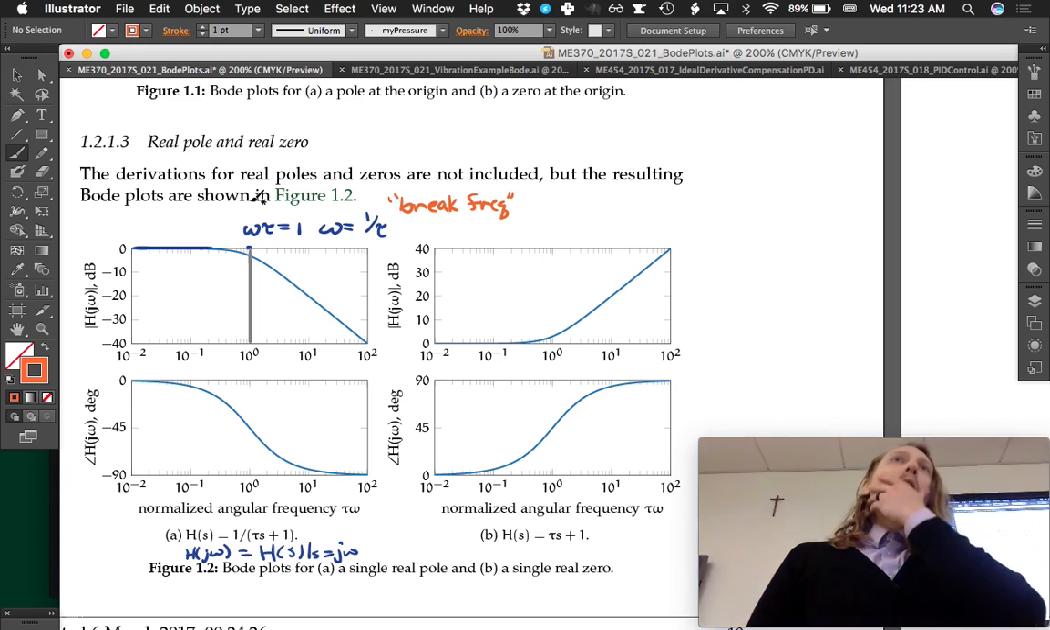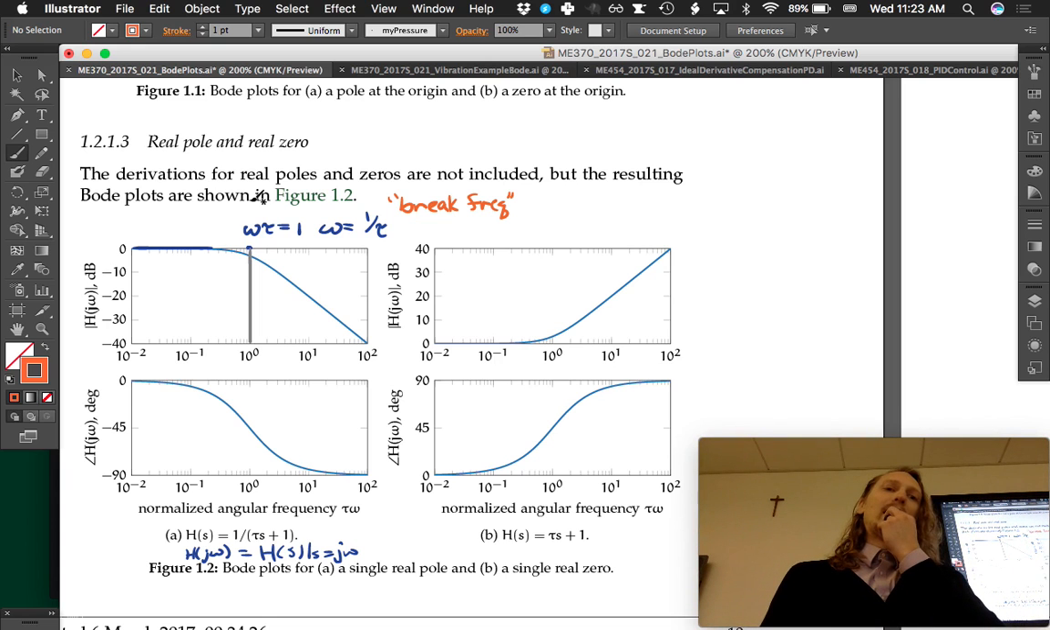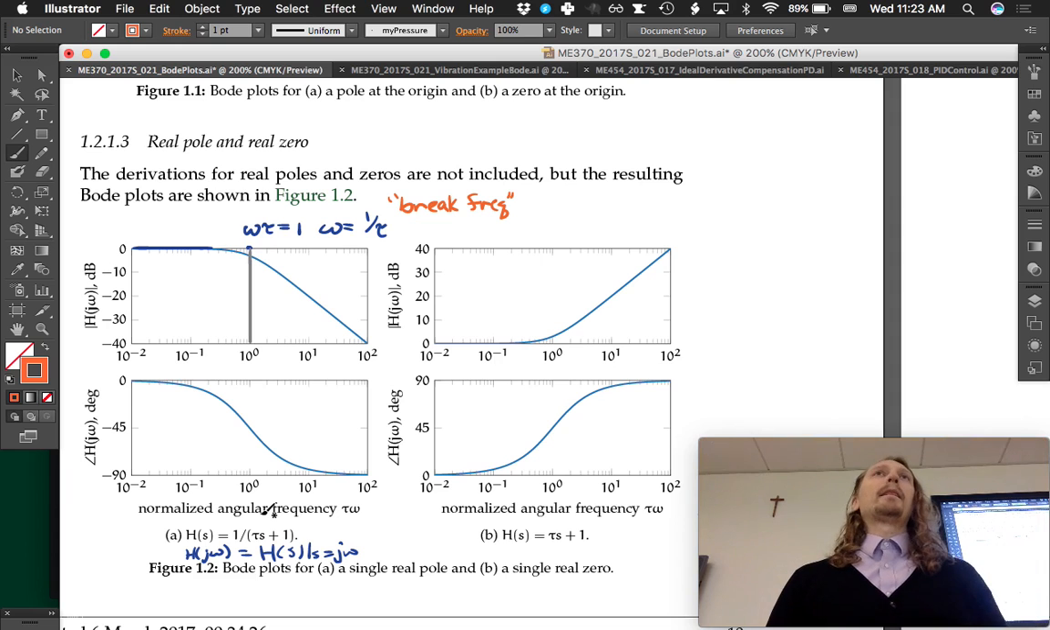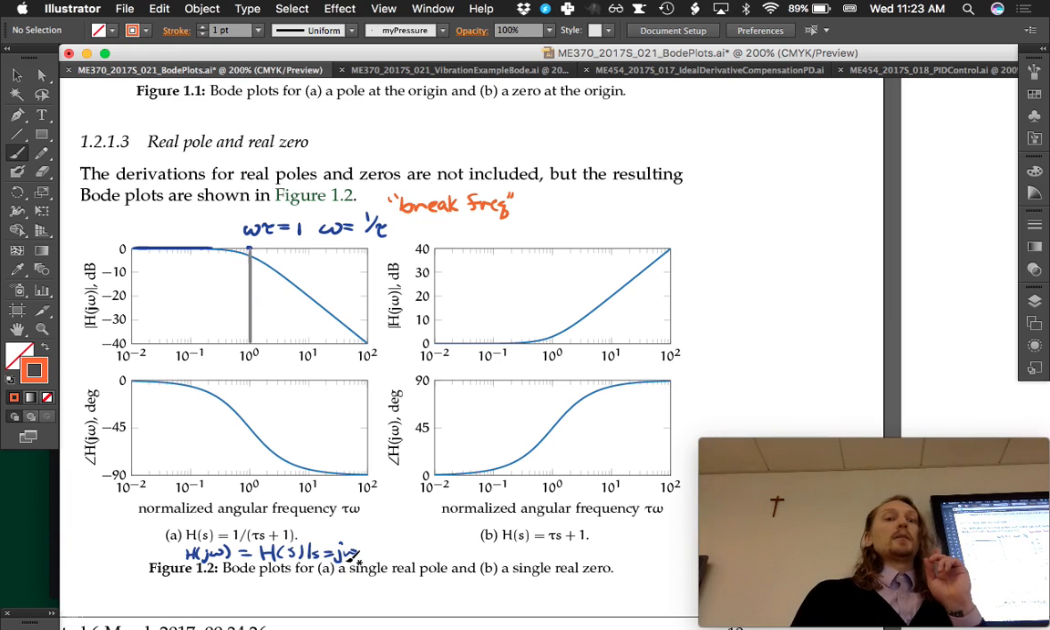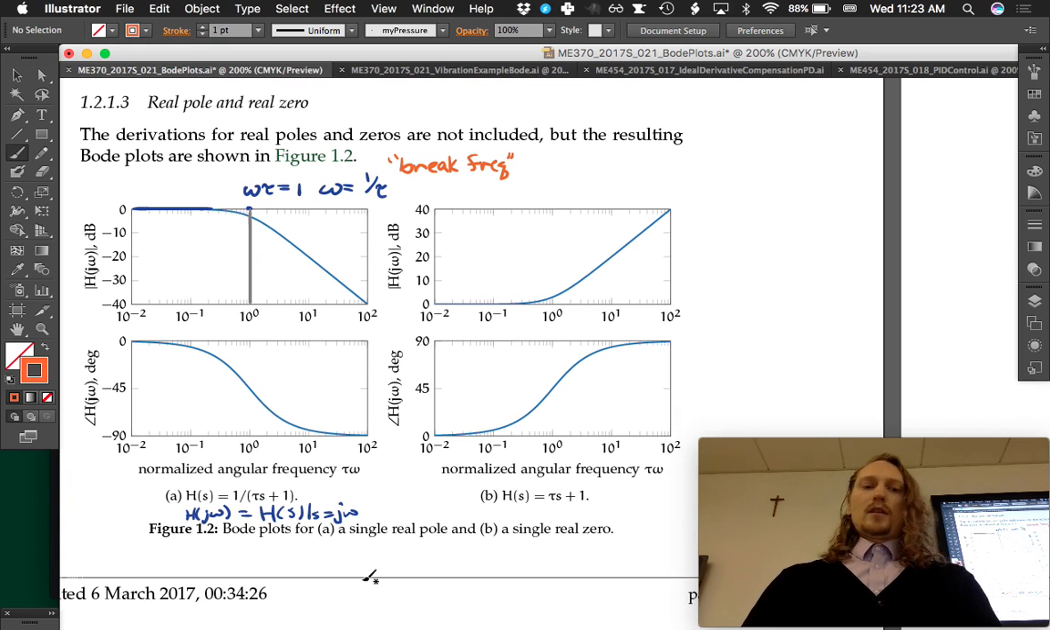Sorry, taking a step back here. To make this graph, you're still just using that 20 log base 10 stuff, right? You're just plugging in whatever's in front of the j. No, I'm taking the magnitude first, right? So for this plot, this is the magnitude. Does that have the whole thing out of that 1 over tau s plus 1? What are you taking out of that?